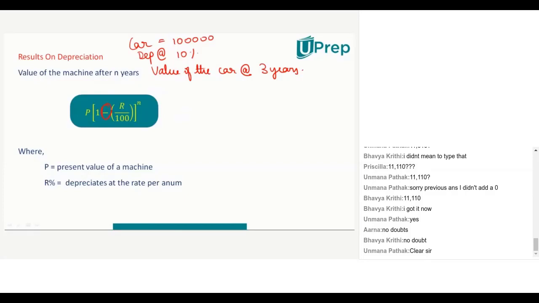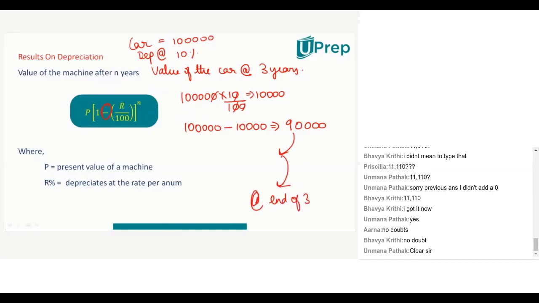That means at the end of first year, what is happening? 1 lakh into 10% decrease. That is 10,000. So it will become 1 lakh minus 10,000. That is, it will become 90,000. You again do the same thing, and you will get the answer at the end of 3 years.